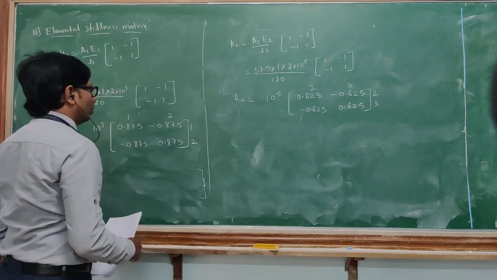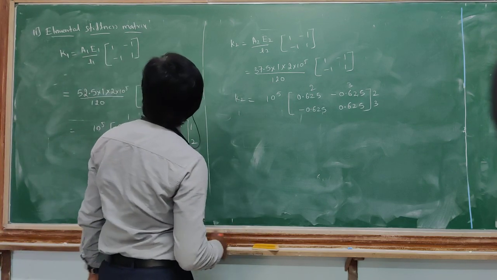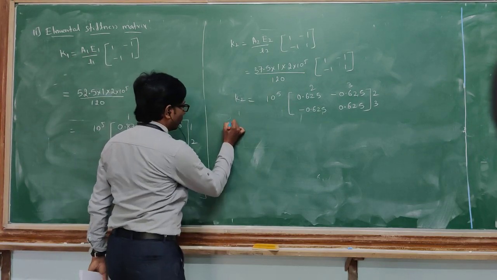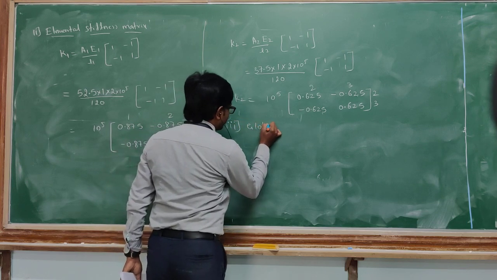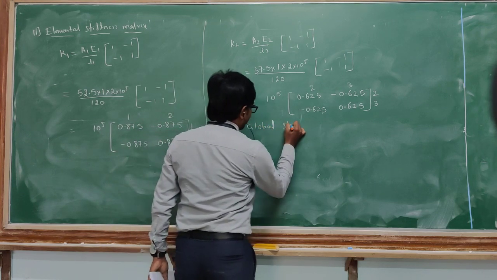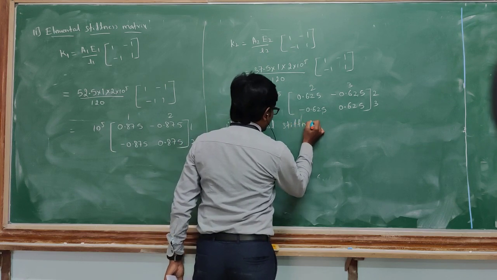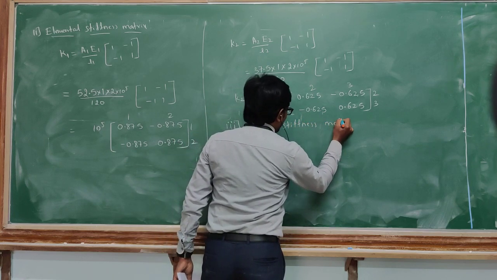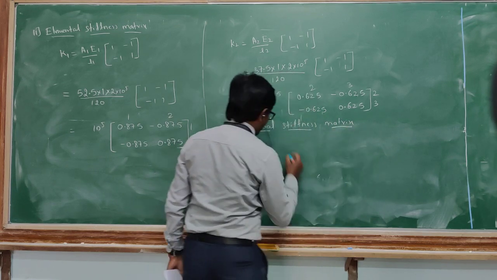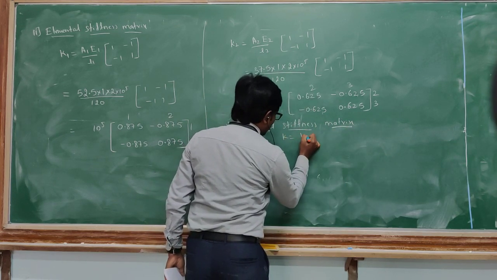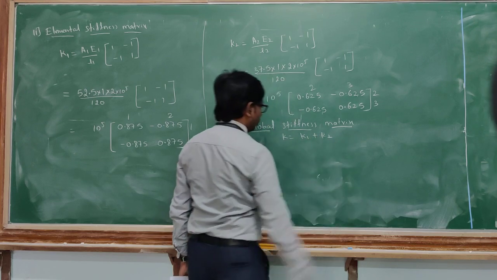Next we have to do the global stiffness matrix. I'll just write it here. The third part is the global stiffness matrix. That will be K is equal to K1 plus K2.